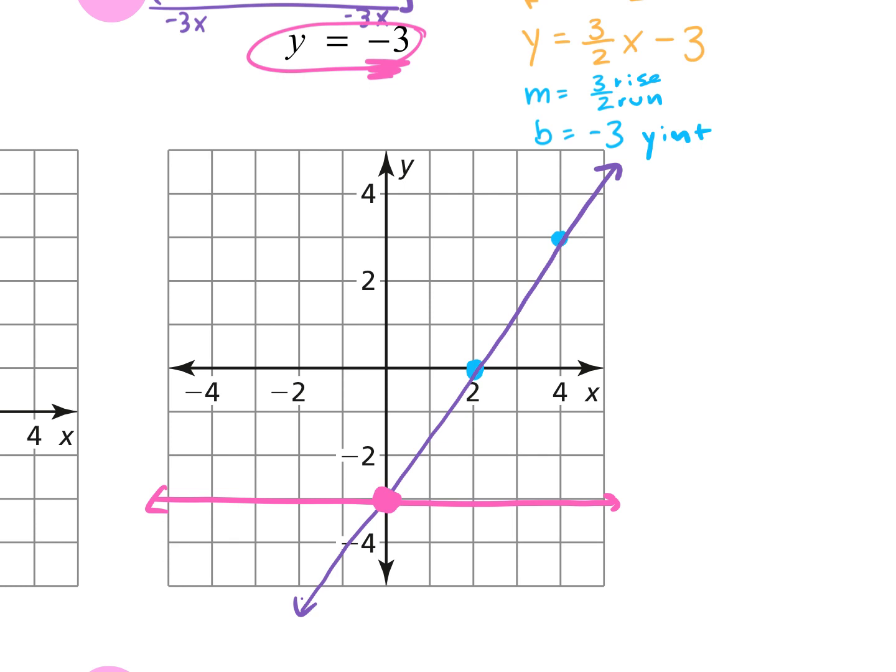Because here, this is where y is -3. Y is still -3 here. Y is still -3 here. Any of these points, y is -3. So when it's y equals, it's a horizontal line.